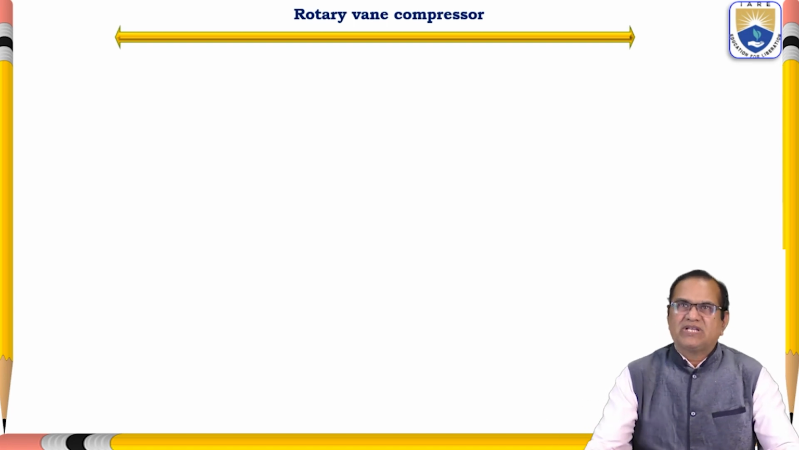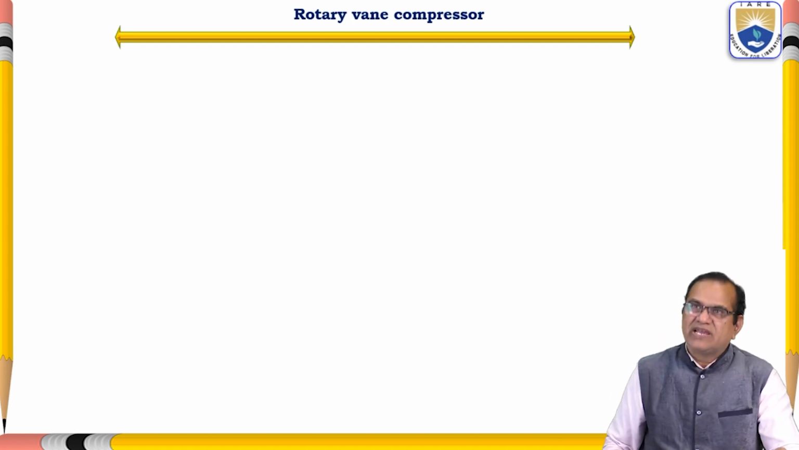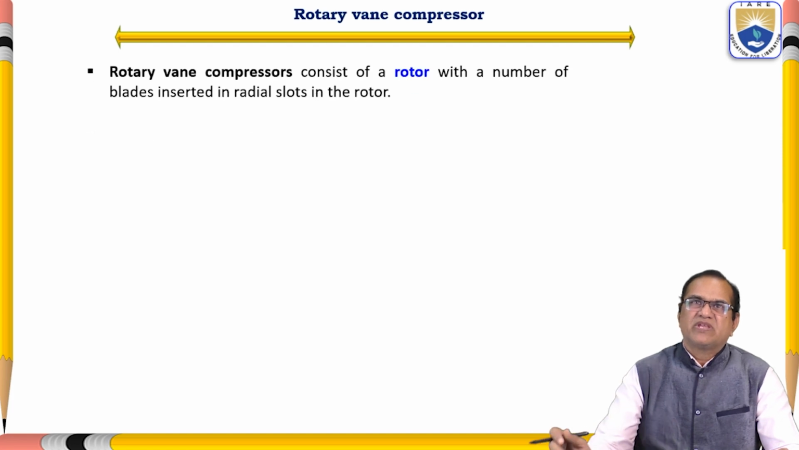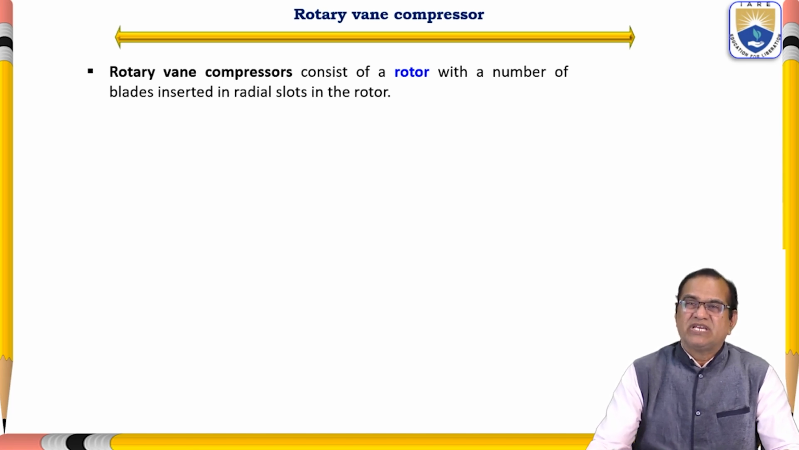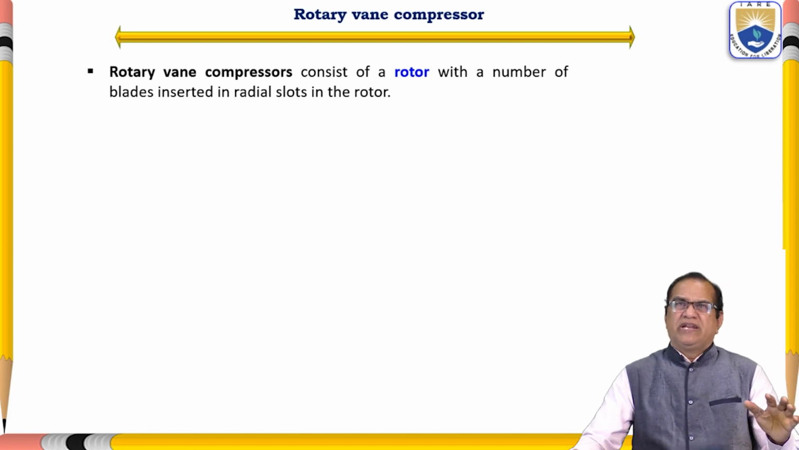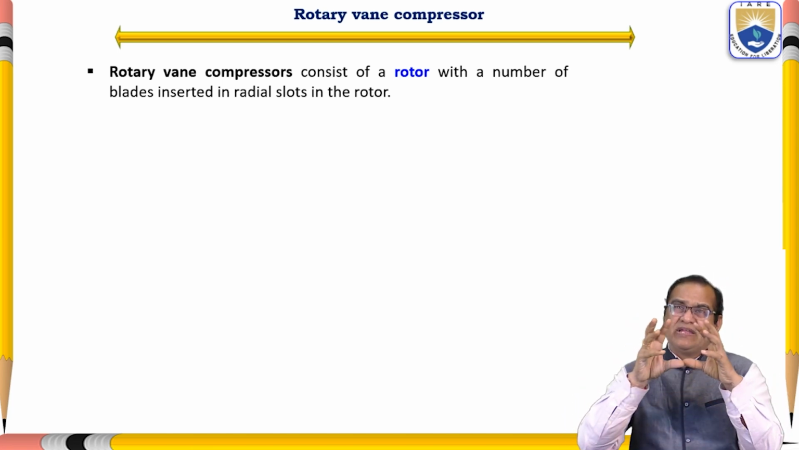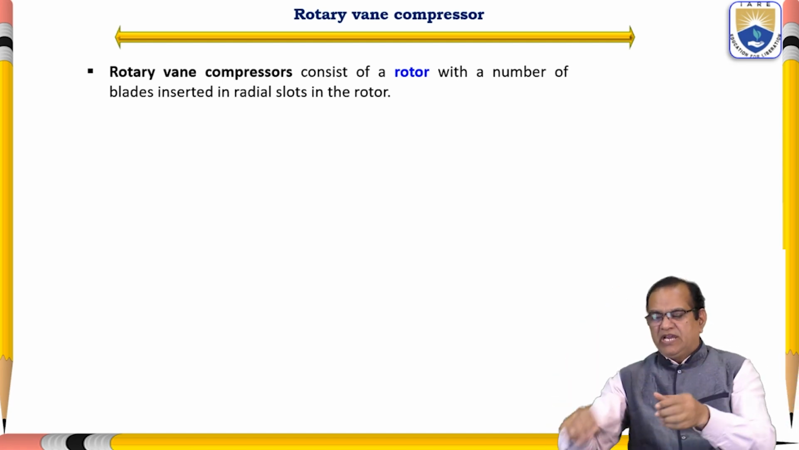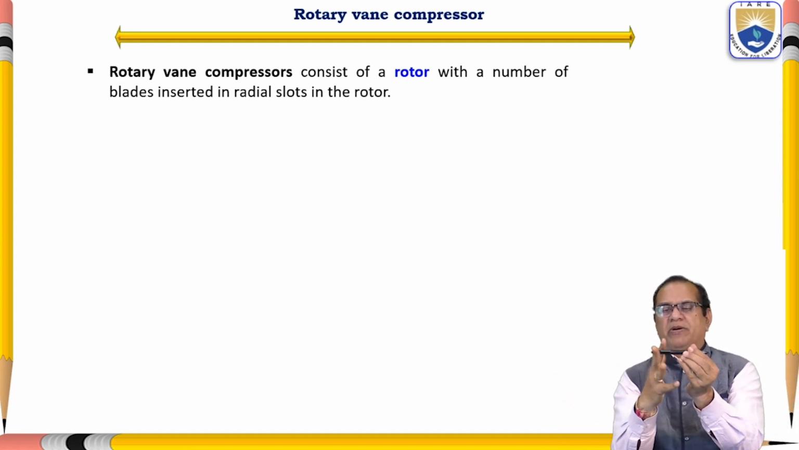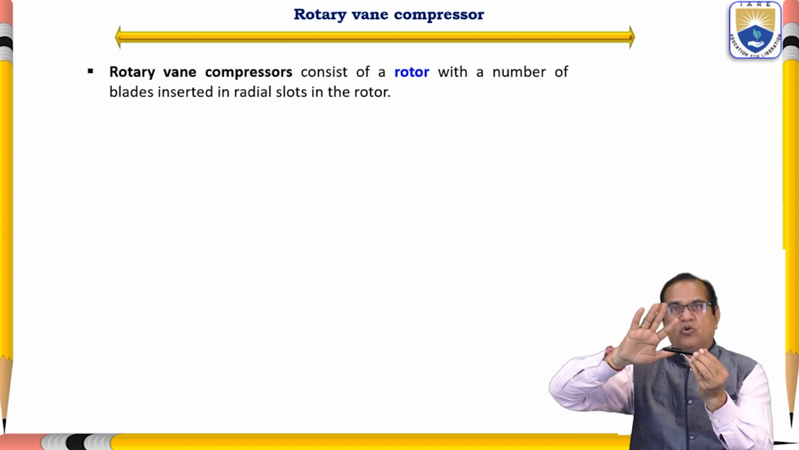Now we will talk about the rotary vane compressor, another type of compressor. Rotary vane compressors consist of a rotor with a number of blades inserted in radial slots in the rotor. So it is rotating, and in the rotor we have a number of blades. These blades are rotating.